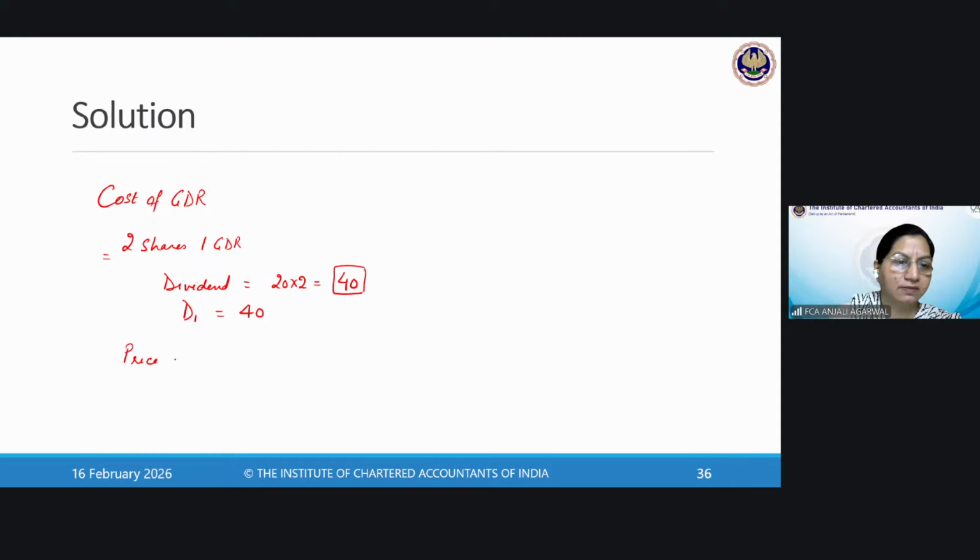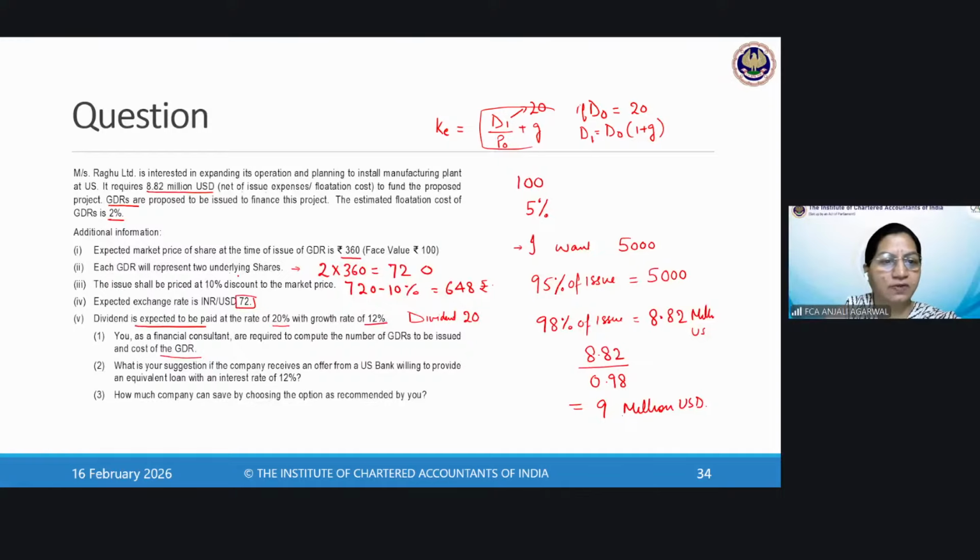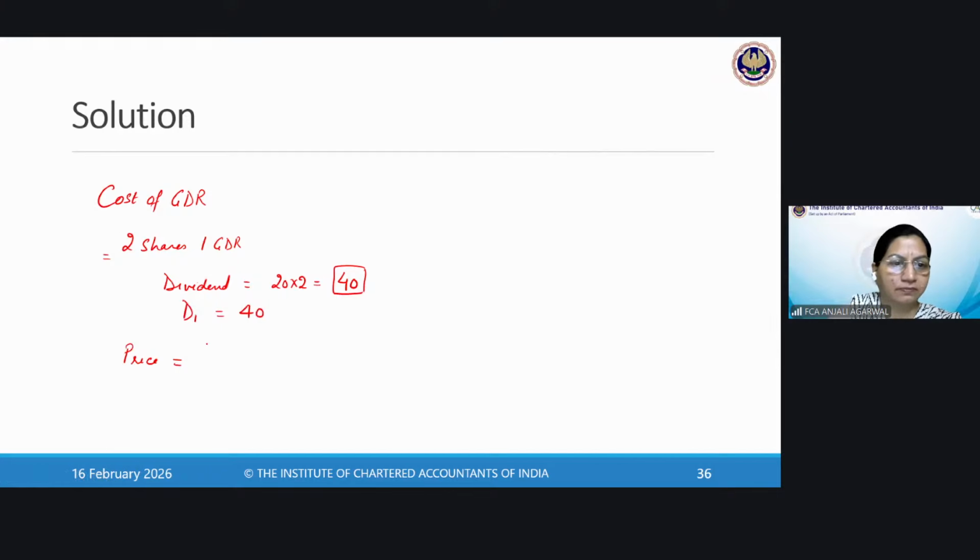Price, net proceeds that you issue: 360 is the market price and 10% is the discount, so 720 minus 10% is 648, and still 2% is lost in issuing cost. So 648 into 0.98, sorry. The net proceeds you get from each GDR is 635.04.